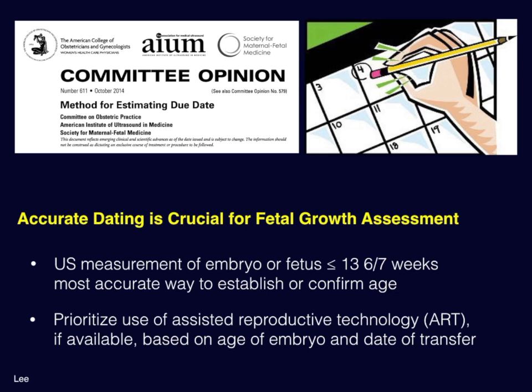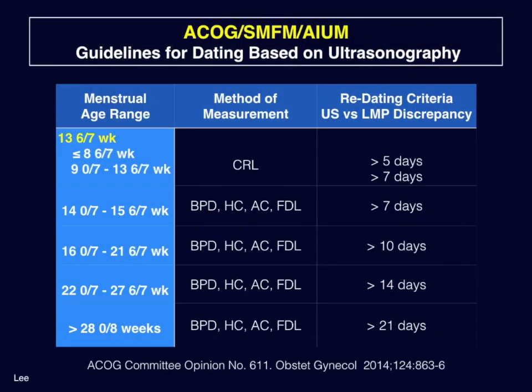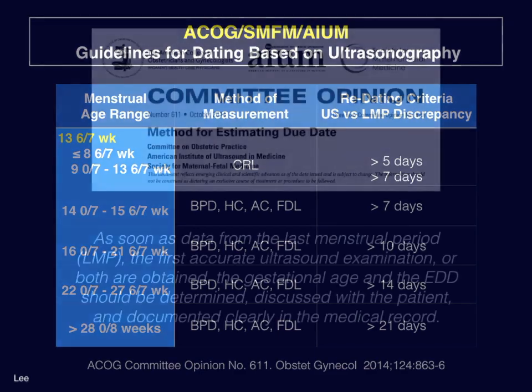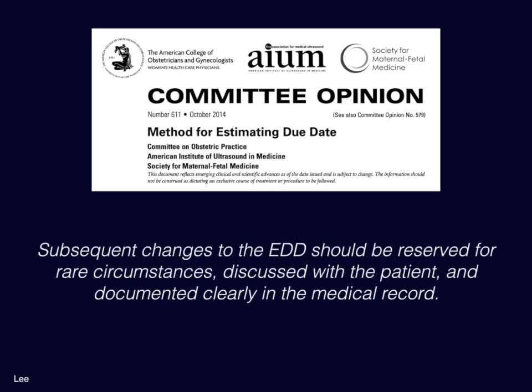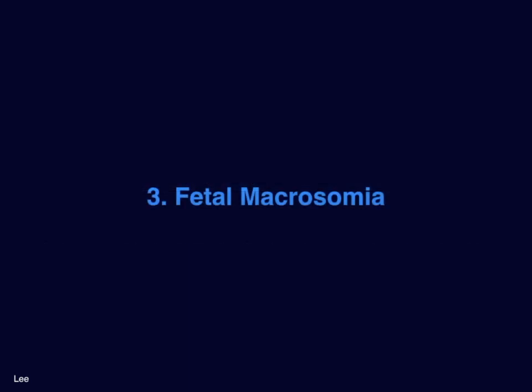Women who become pregnant as a result of assisted reproductive technology should be evaluated based on embryo age and date of embryo transfer. This slide summarizes expert consensus for dating pregnancies based on ultrasound measurements of various size parameters. This information should be clearly examined, discussed, and documented in the medical record. Subsequent changes to the EDD should be reserved for rare circumstances, discussed with the patient, and clearly documented in the medical record. Once the dates have been established, one can use ultrasound results to assess fetal size.